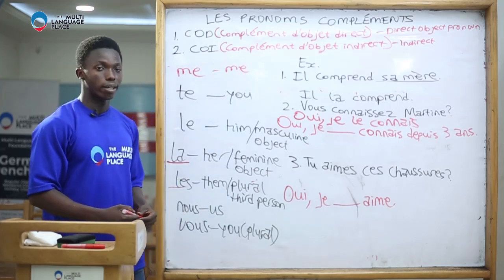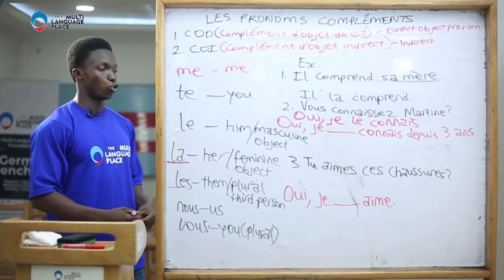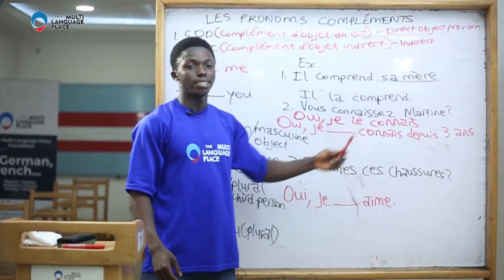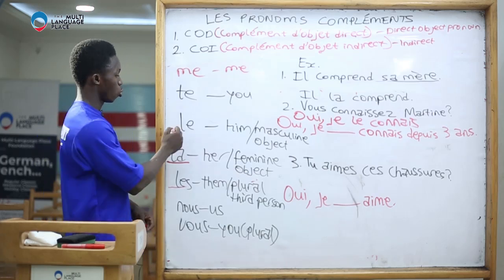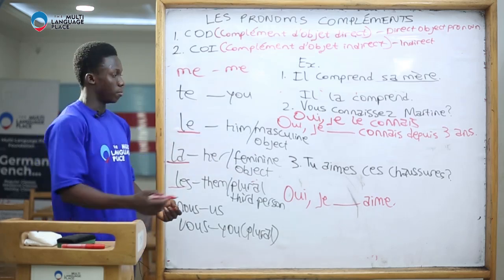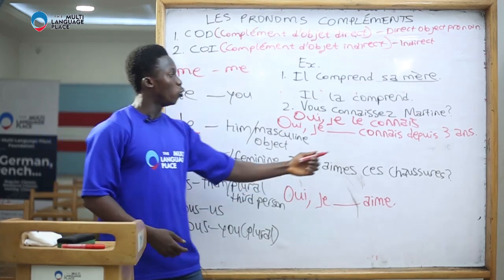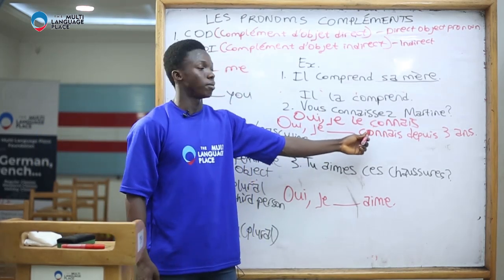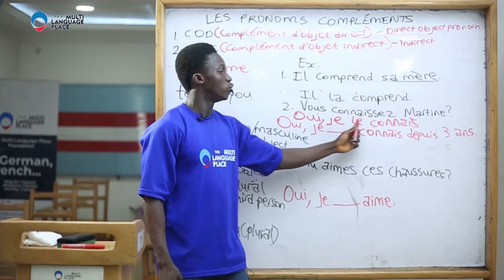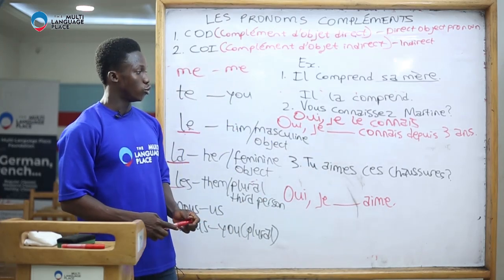Oui, je le connais. Why is it "oui, je le connais"? Martin is masculine, so I'll use le, him. Yes, I know him. Him, oui, le. Now, le comes immediately before the verb, acting on it. Oui, je le connais.